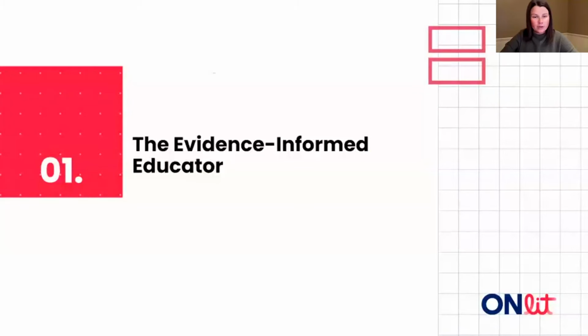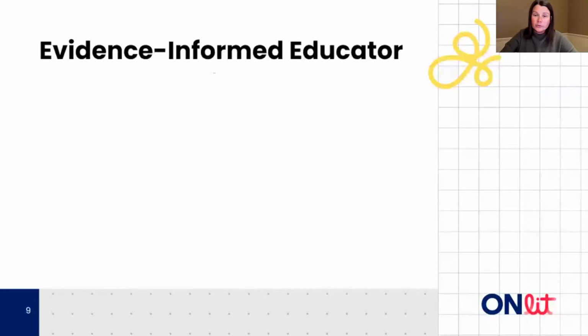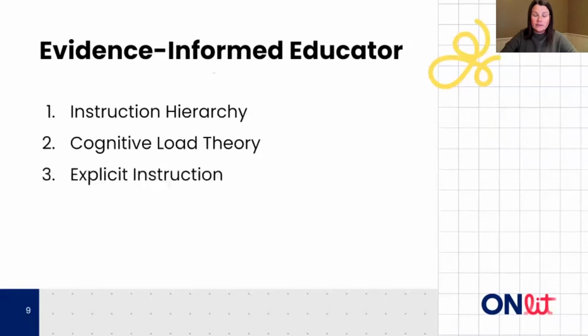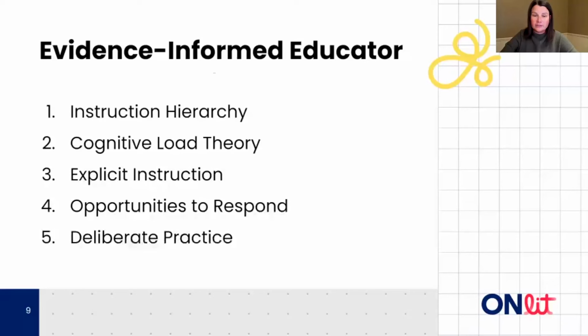These are research-proven models that are essential learning for all educators. These concepts have helped me transform my teaching to being more effective while improving my workload as a busy educator. To begin, we are going to explore some of these evidence-informed practices. These 5 things have completely transformed how I teach in my classroom and have been essential to my students' and my own success. These include the instructional hierarchy, cognitive load theory, explicit instruction, opportunities to respond, and deliberate practice. Let's take a few minutes and dig into each one of these.